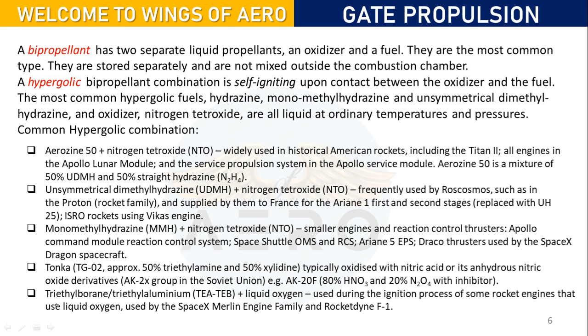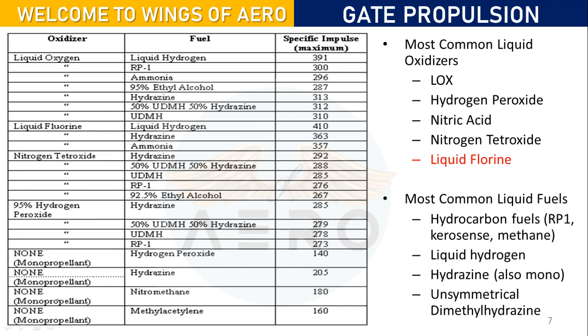Now coming to propellants. In GATE they ask about the different types of propellant. You should have an idea about the propellants, the names of the propellants, or sometimes the combination of the propellants. That is very important, and the characteristics of the propellant are very, very important. So here we have many different types of propellant.